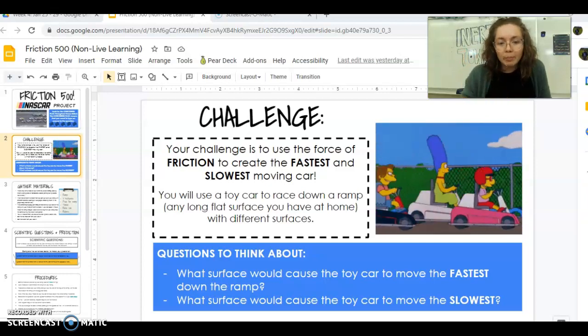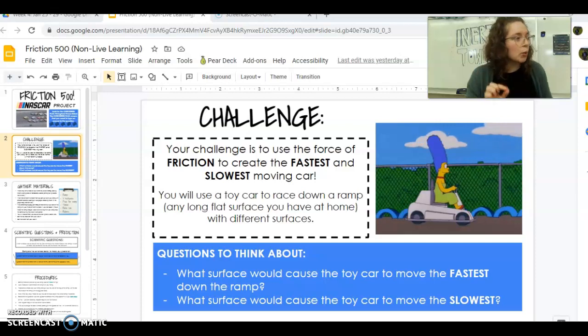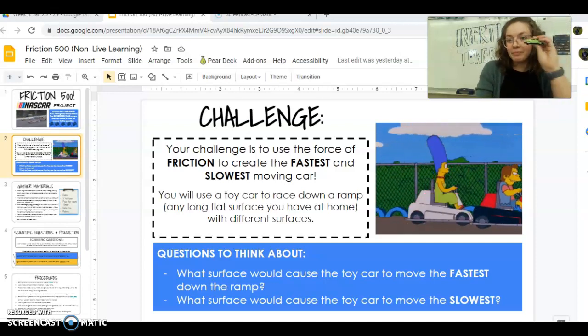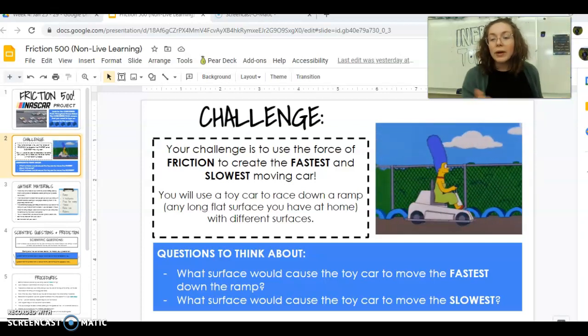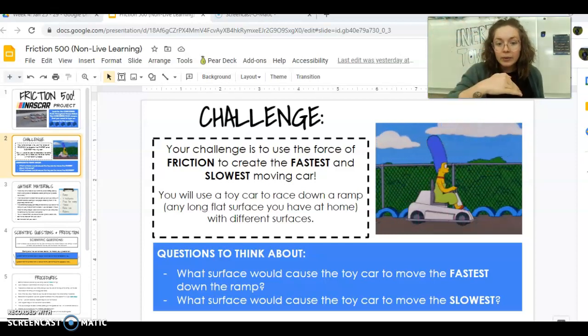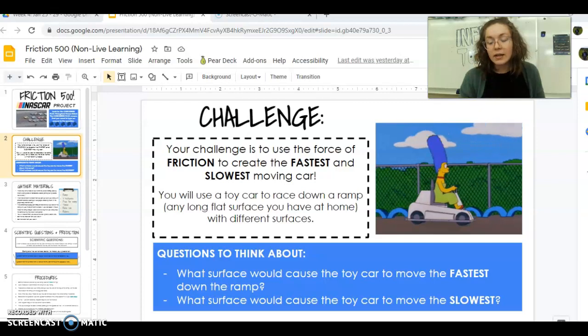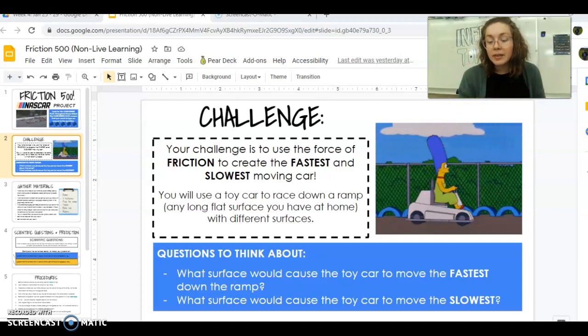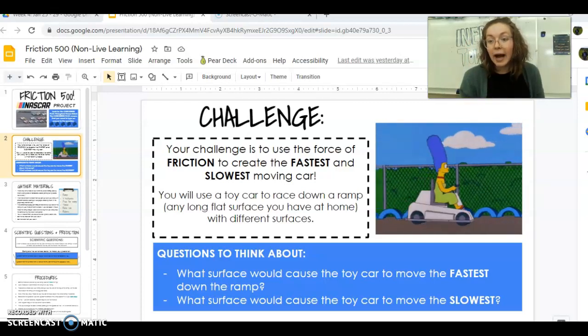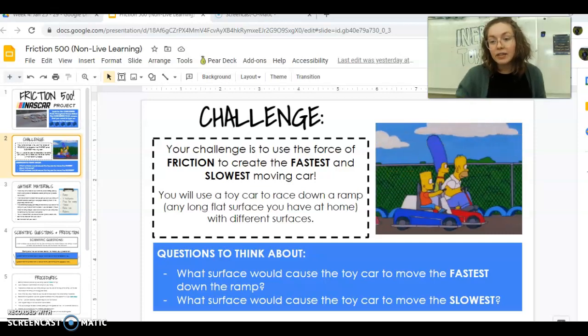The way we do that is we are going to use a toy car, the one in your kit, to race down a ramp along different surfaces that you find in your house. So what I'm going to do is walk you through some of the materials you could use and how we're actually going to set up this race.